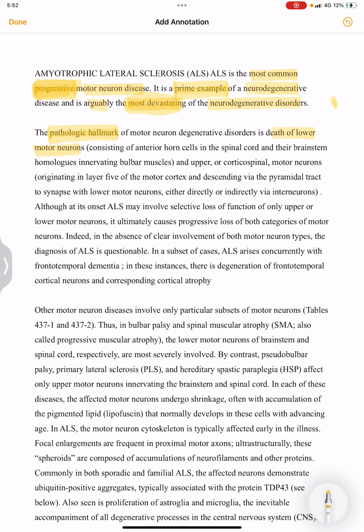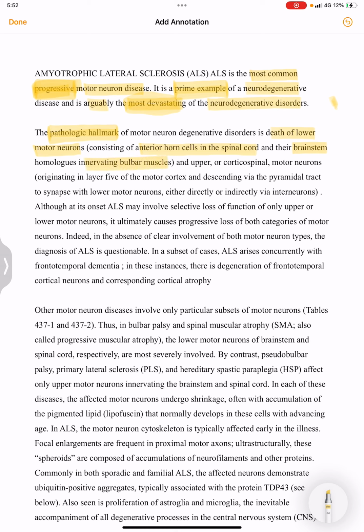So, what are these lower motor neurons? These consist of anterior horn cells in the spinal cord and their brainstem homologues, which are innervating the bulbar muscles.